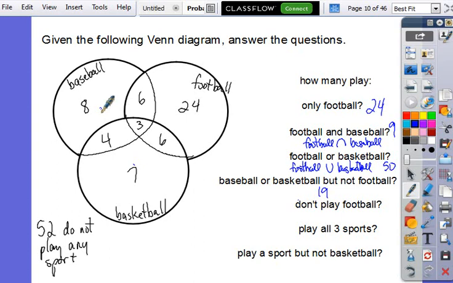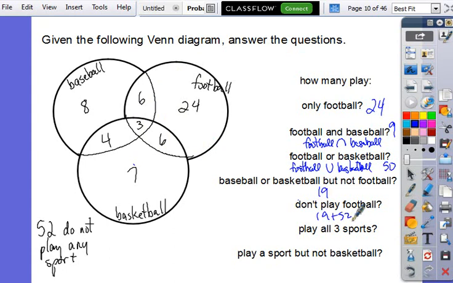19. I'm going to disagree with the 19. 15. Don't play football. So that means I'm taking out all of that, so you got 19. And then there's 52, the 52 that don't play anything. Alright. So this would be 19 plus 52 or 71. Do not forget about the ones that are outside there. Just because they're not in the circle doesn't mean they're not part of the set. So 19 plus the 52 on the outside gives me the 71 there.